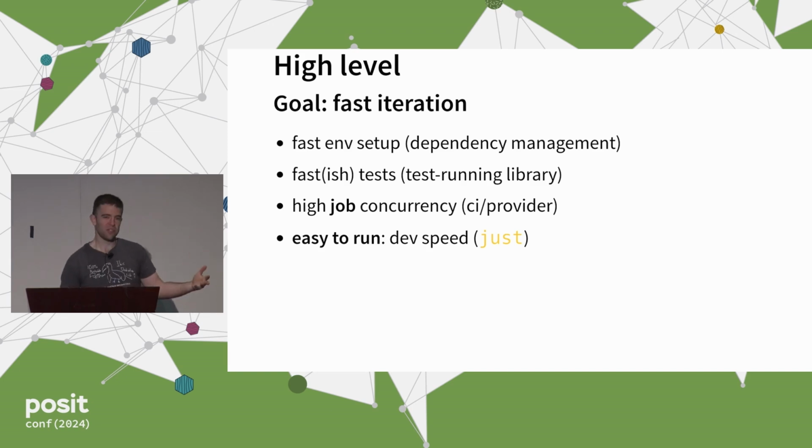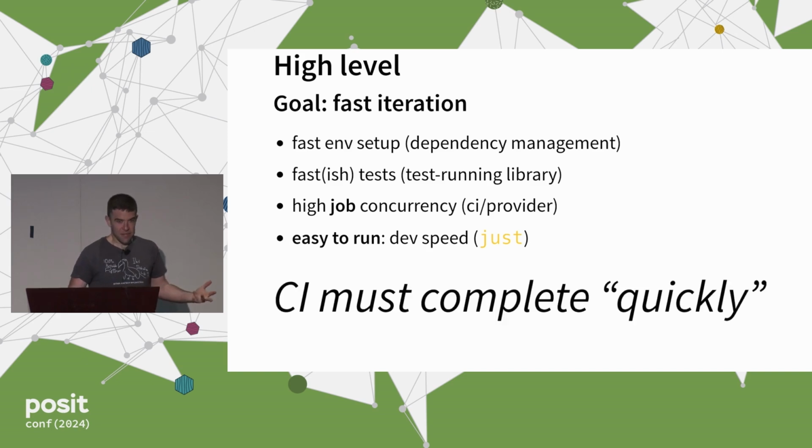So we use something called just, which is a task runner. It's kind of like make without make, where all the targets are phony. If you don't know what that means, I'm happy to talk your ear off about it later. CI must complete quickly. Continuous integration must finish fast.